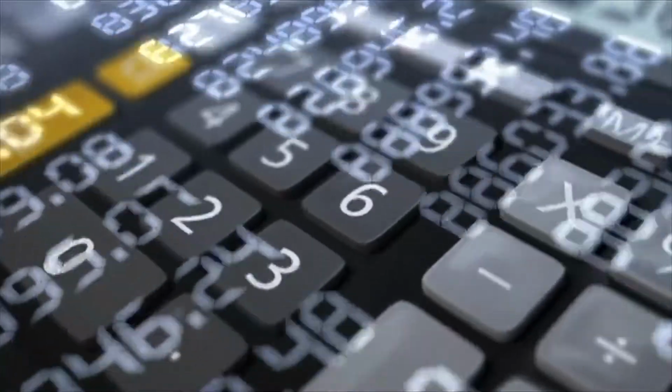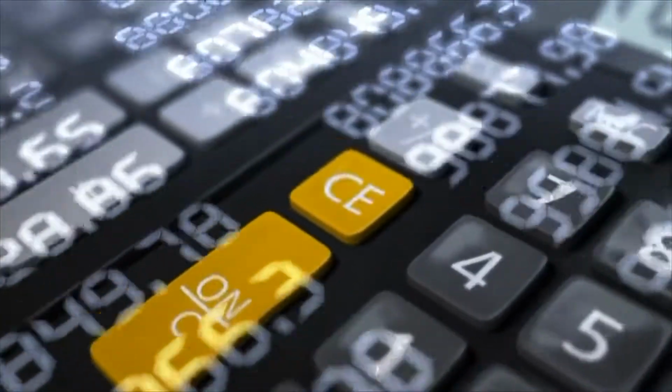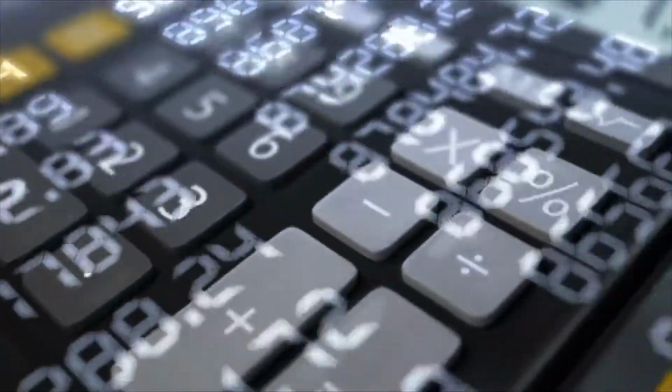Why didn't they use calculators? Honey, this was the 1600s. Calculators and computers were not invented yet.